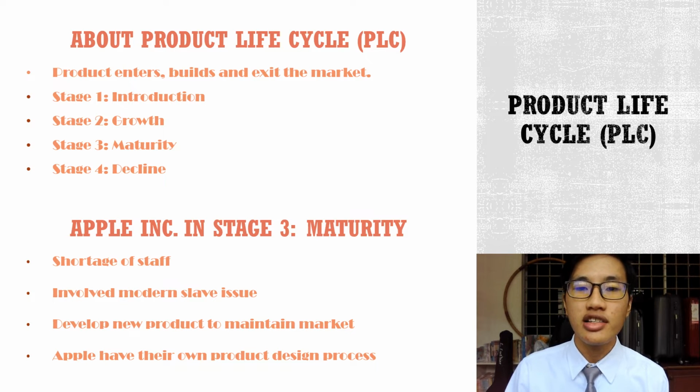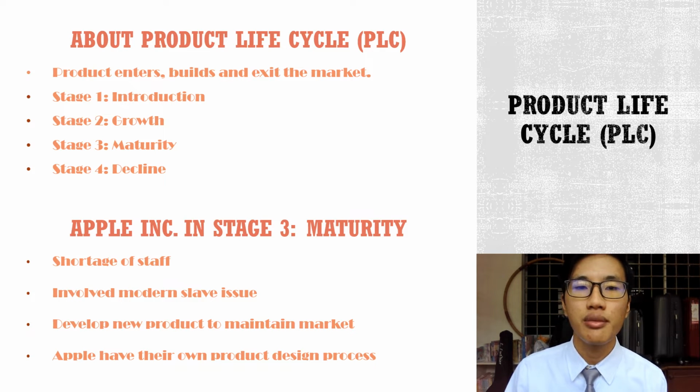Product life cycle is the stages a product goes through in the market as it enters, builds, and exits the market. During the research, it showed Apple is facing shortage of staff and modern slavery issues. As iPhone 13 was developed and available in September 2021, but the orders were not fulfilled because there were not enough workers to work.